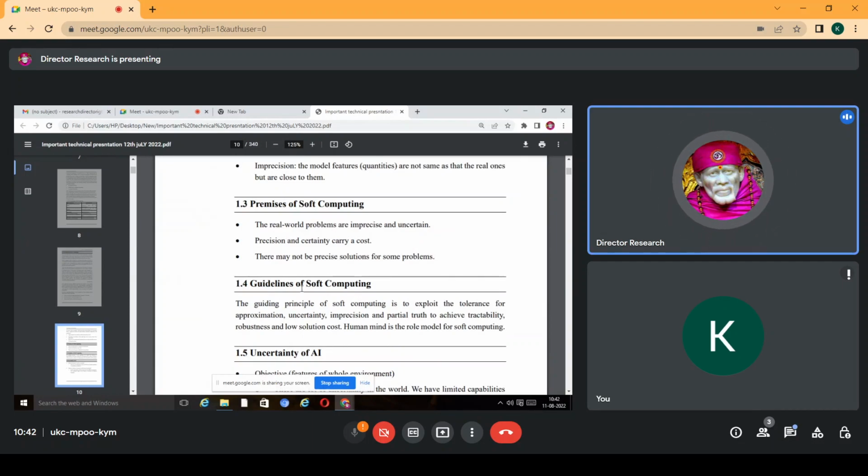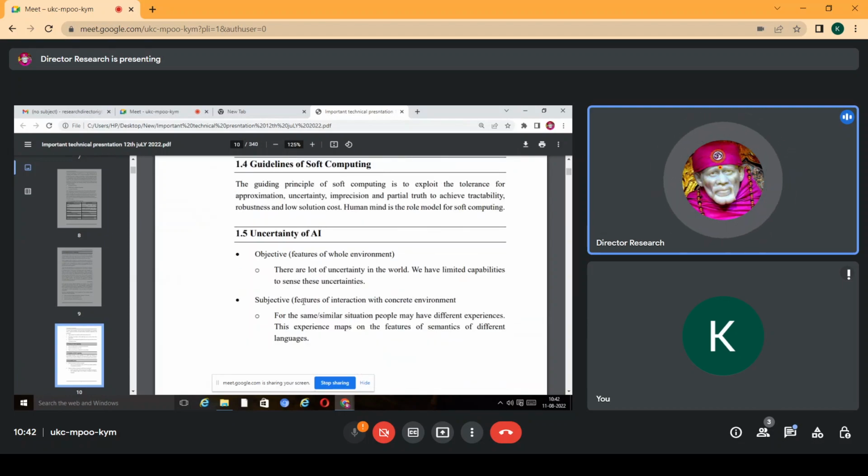Premises of soft computing. The real world problems are imprecise and uncertain. Precision and certainty carry a cost. There may not be precise solutions for some problems. The guiding principle of soft computing is to exploit the tolerance for approximation, uncertainty, imprecision, and partial truth to achieve tractability, robustness, and low solution cost. The human mind is the role model for soft computing.